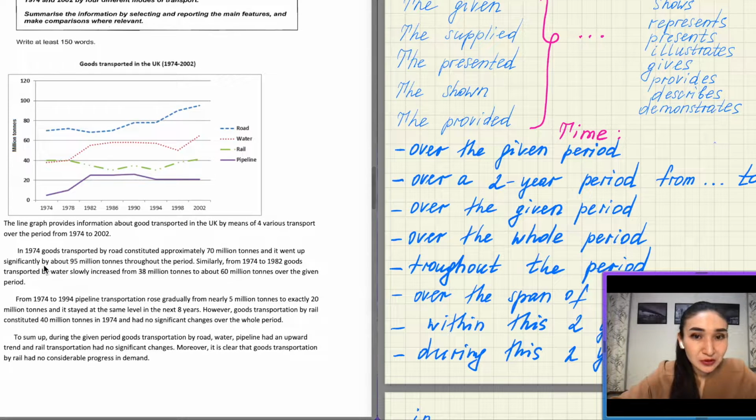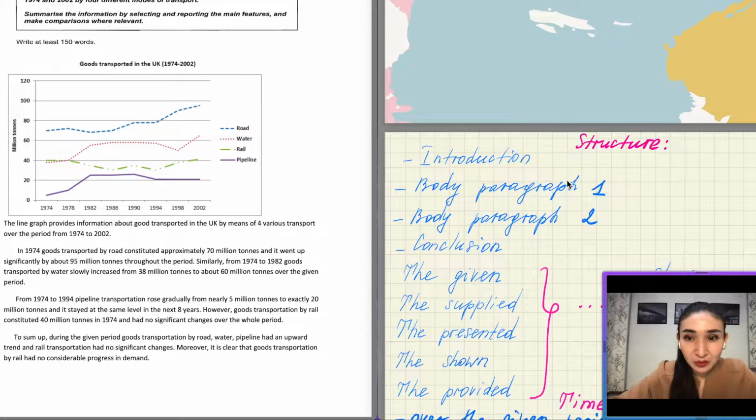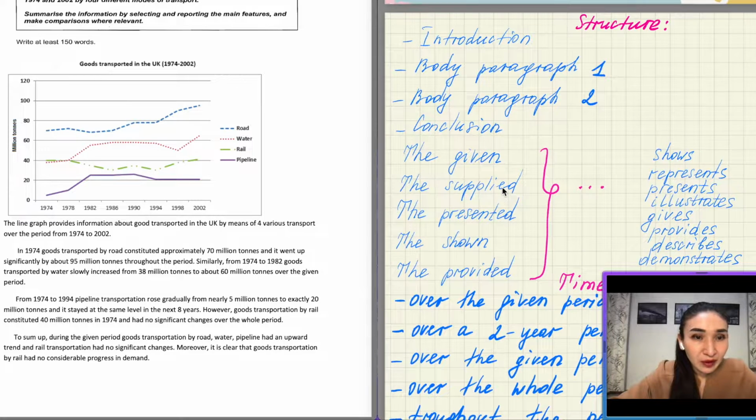So we go further to body paragraph 1. In body paragraph 1, you see your line graph, and you have to analyze it. You can't just describe everything which you see on your line graph. It's not the way to accomplish this task. You need to analyze it. So first of all, look at this. As you can see, this route just increased from 1974 till 2002. It increased moderately.